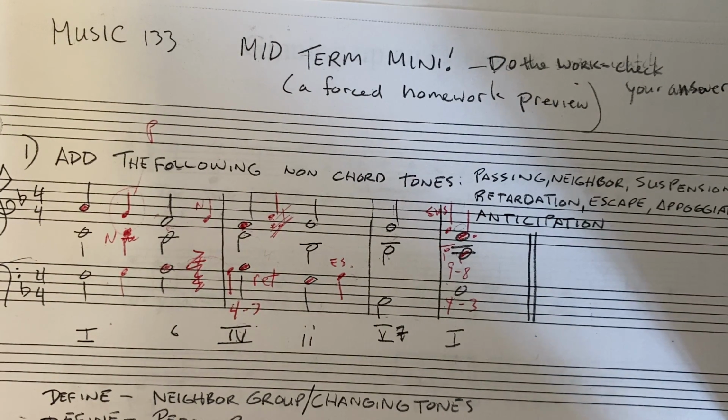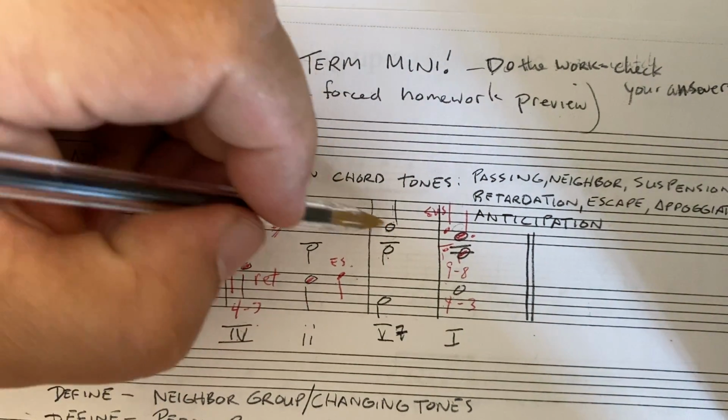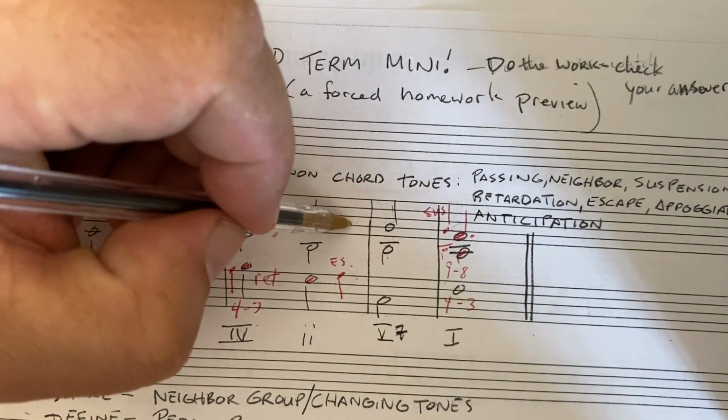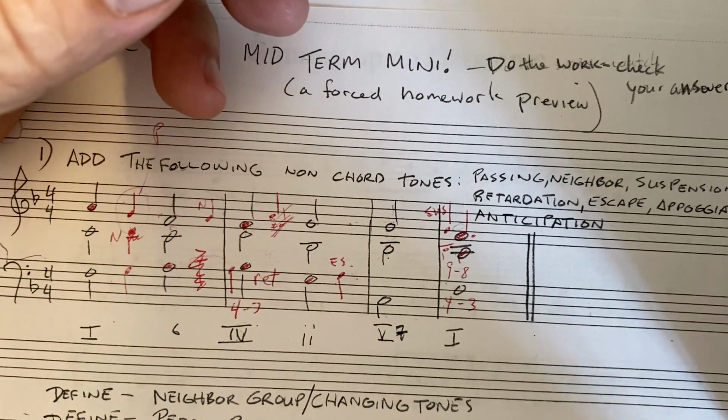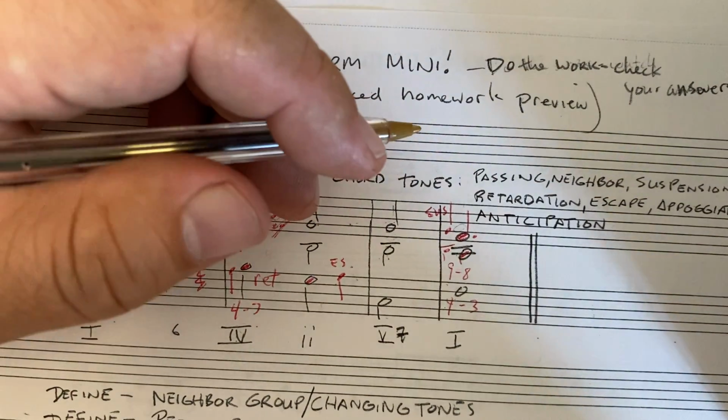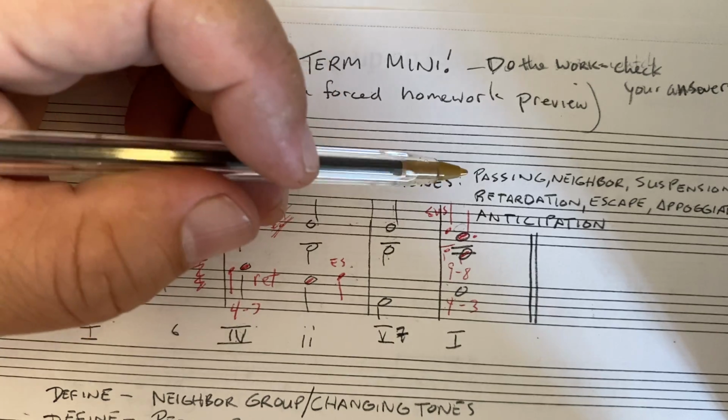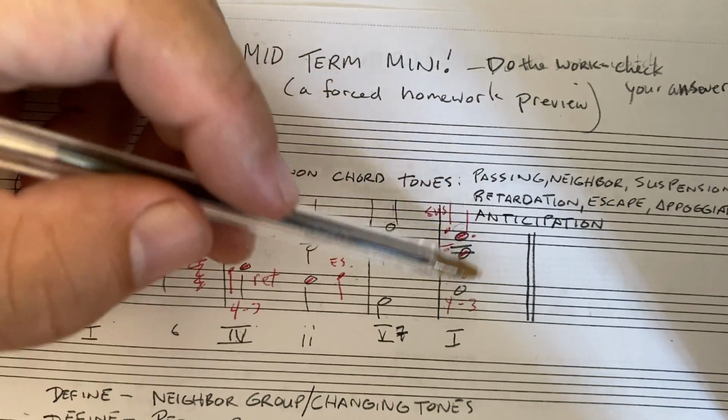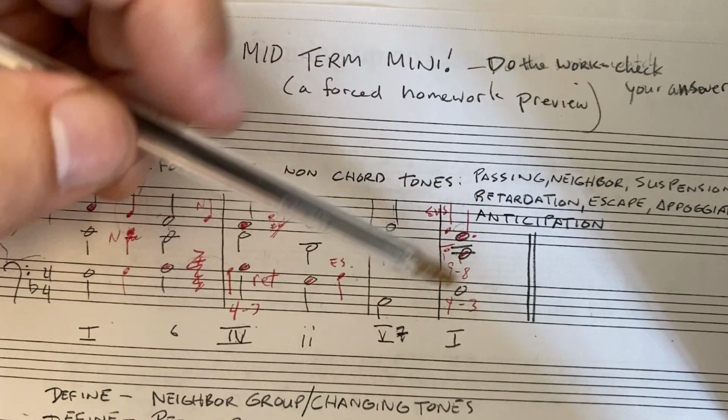Last thing is an anticipation. You just have to have a non-chord tone that is an early reveal of the chord tone coming up. Doing this here is no good because you're already on this note in the chord, right? Has to be a place where you don't have the note in the chord. Usually anticipations, well, many times they happen at cadences.